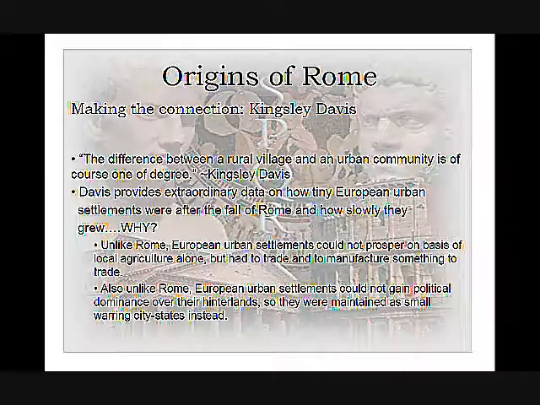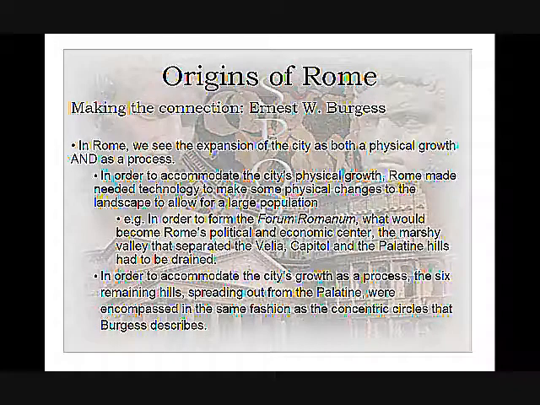I also wanted to make a connection between ancient Rome and Kingsley Davis, who we also read. A difference between a rural village and an urban community is one of degree, and he provides a lot of data on how tiny European settlements were after the fall of Rome and why they grew so slowly. And this seemed to be because these settlements couldn't prosper on agriculture alone, but they had to trade and had to manufacture something to trade. Also, unlike Rome, these settlements didn't gain political dominance over all the lands around them, so they were small warring states instead. The last author I wanted to make a connection to was Ernest Burgess.